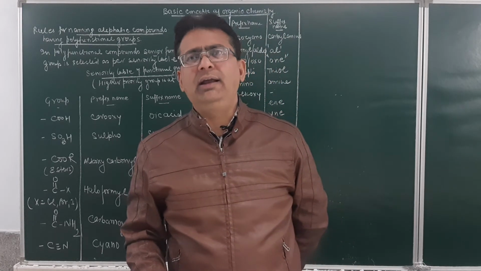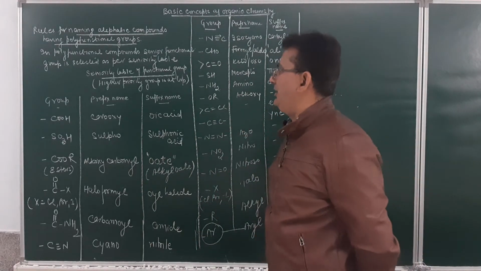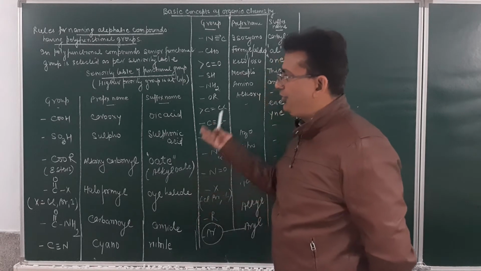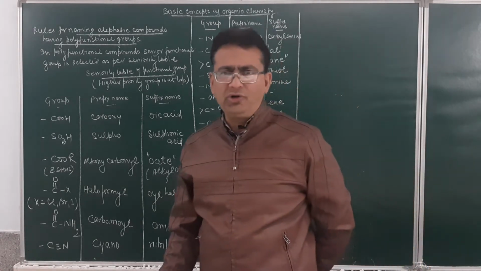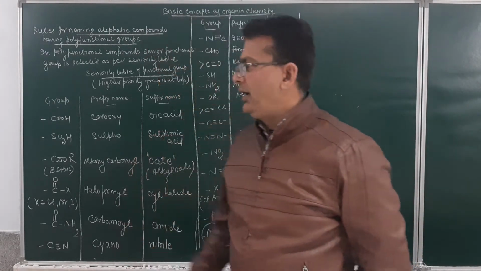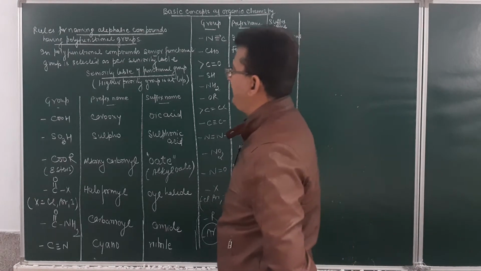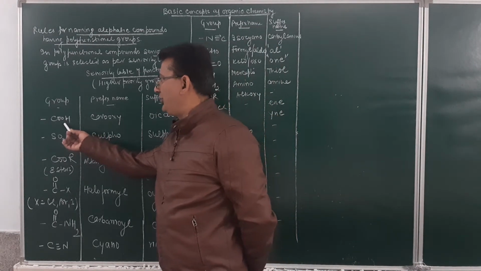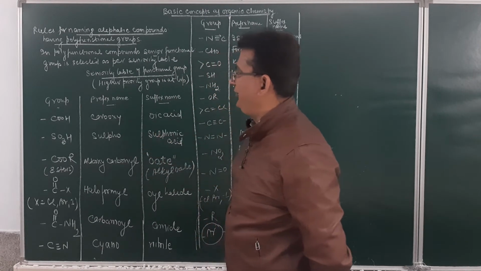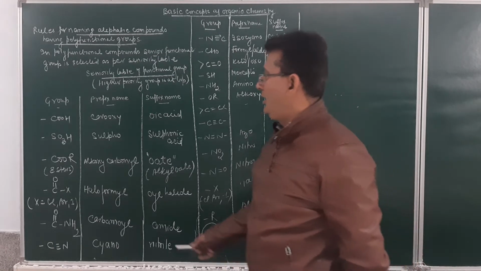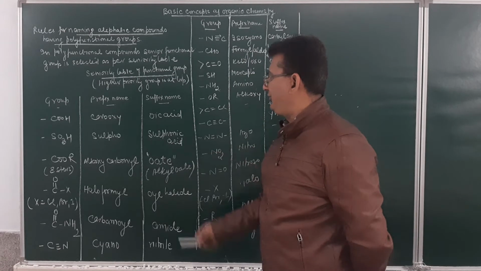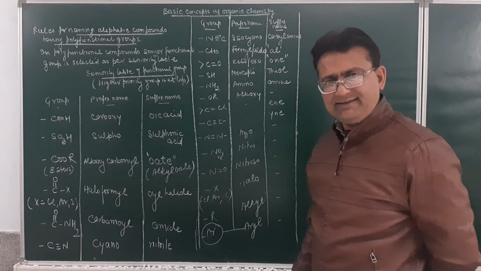This is to be selected as per the seniority table. Last time we made the seniority table, where the group towards the top is more senior as compared to the one towards the bottom. And I gave you the list of our seniority table. The senior most functional group was COOH, whose prefix name was carboxy and the suffix name was oic acid. Then we have SO3H, the prefix name was sulfo and the suffix name was sulfonic acid.